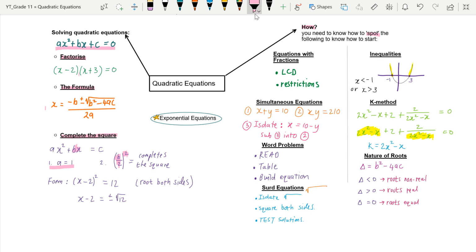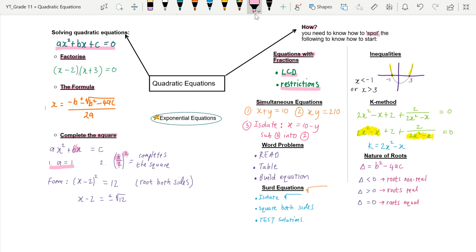So over there, they give you equations with fractions. The moment that you see equations with fractions, in your mind you need to think, I need to find the LCD, and I need to consider that there are restrictions. So when you see equations with fractions, immediately, once you've found the LCD, I find that students are okay and well away, and don't lose marks for not stating your restrictions.